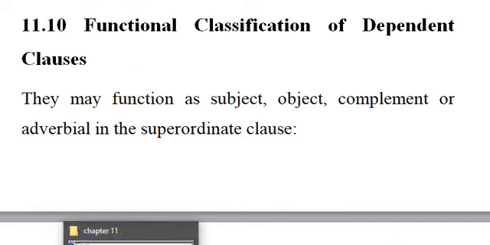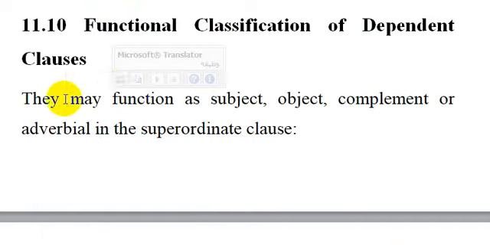The function classification of dependent clauses. They may function as, of course, a dependent clause, as a subject, as an object, as a complement or adverbial in the superordinate clause. Please pay attention.